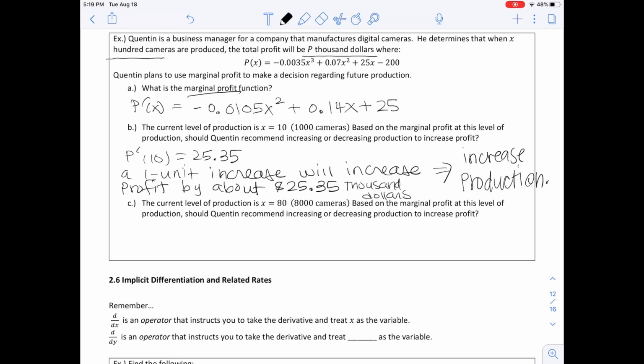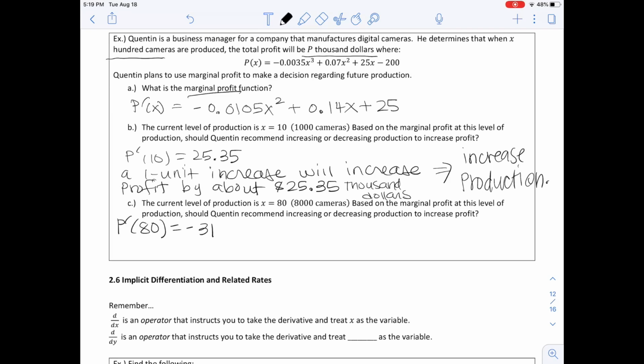Part C says the current level of production is 80, or 8,000 cameras. Based on the marginal profit at this level of production, should Quentin recommend increasing or decreasing production to increase profit? In order to figure this out, we're going to do exactly the same thing: taking the derivative of our profit function for our marginal profit and substituting in 80, we get negative 31.